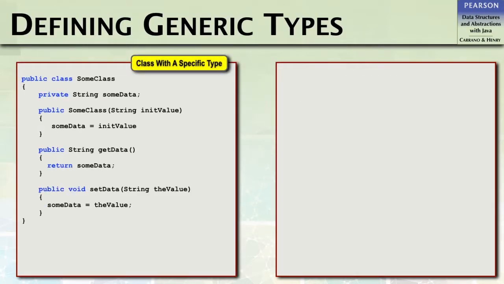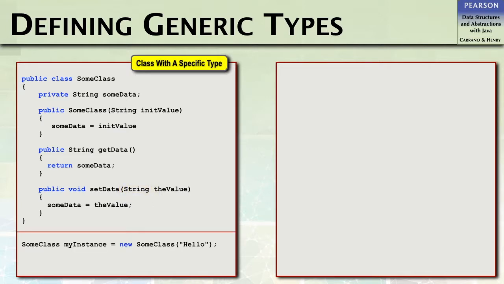Let's take this class, SumClass. It has a specific type of data it works with, strings. It has a private data field string. The constructor has a string parameter and initializes that data field with that parameter. It has an accessor method to return that data field and a mutator method that accepts a string value and then sets the data field to be that value.